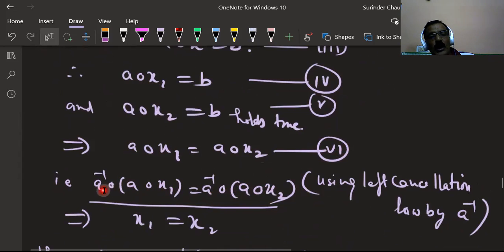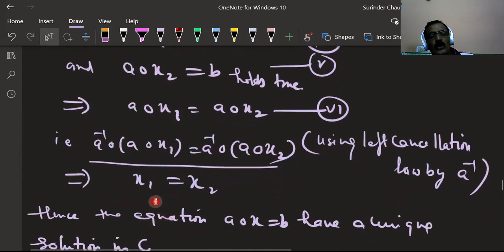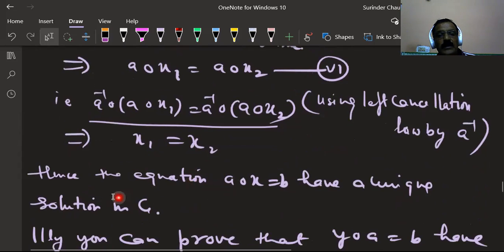A inverse composition with A is equal to E. E composition with x1 is equal to x1. A inverse composition with A is equal to E. E composition with x2 is equal to x2. We supposed that this equation has two solutions, but come to the conclusion that both the solutions are equal. Hence the equation A composition X is equal to B has a unique solution in G.